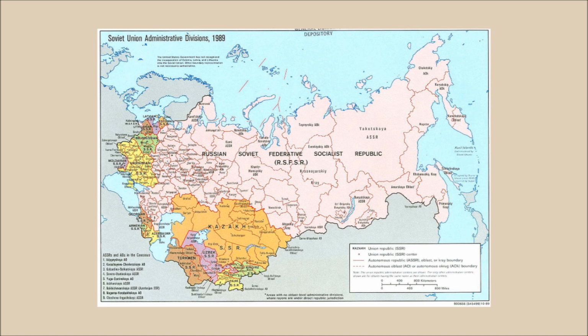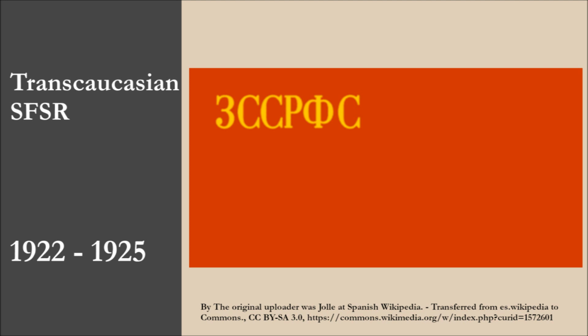You may have noticed some gaps in our timeline of flags, especially with Armenia, Azerbaijan, and Georgia. That's because from 1922 to 1936, these three neighboring countries were united to form the Transcaucasian Soviet Federative Socialist Republic. This is the flag of the SFSR from 1922 to 1925, and this is the flag used from 1925 to 1936.